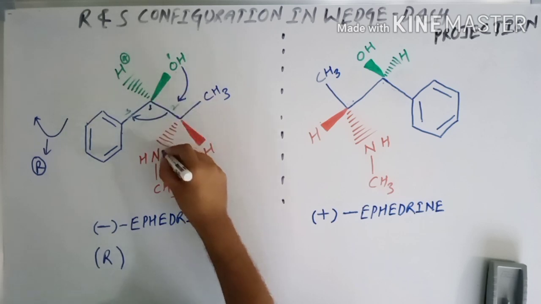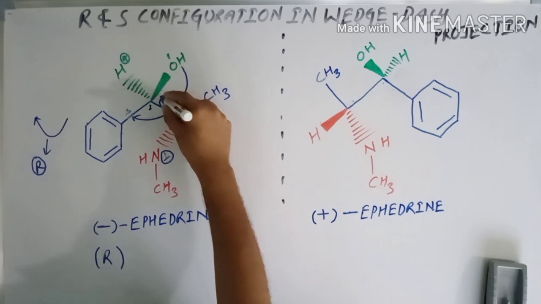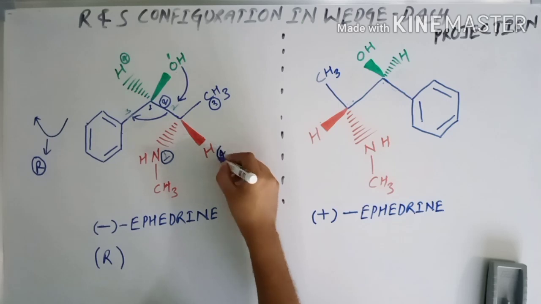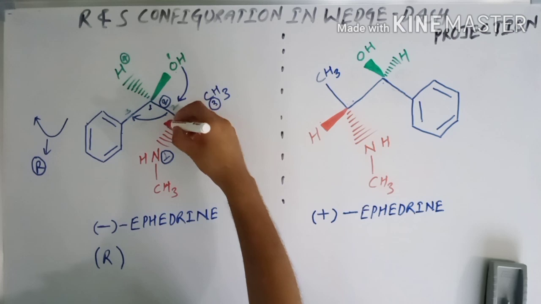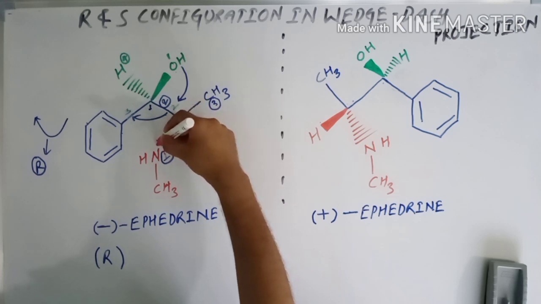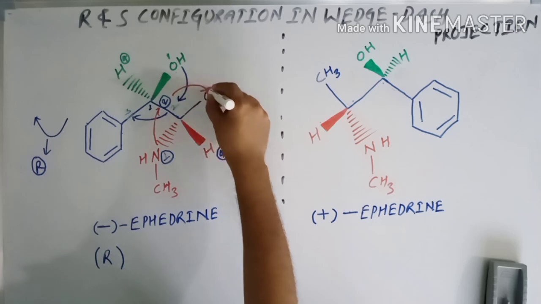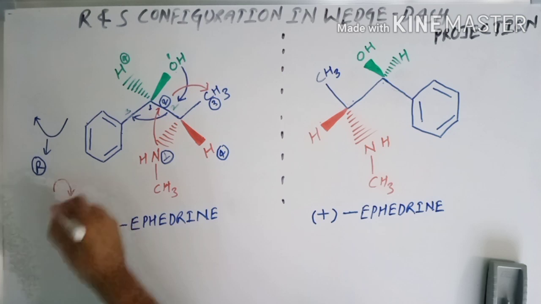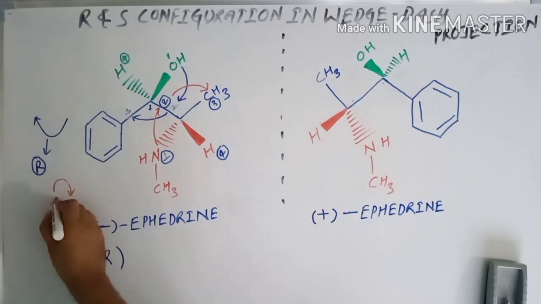So first priority goes to this, second goes to this, and third priority goes to this, and fourth one goes to this. Now we connect 1, 2 and 2, 3. So first is here, second here, and second to third here. The arrows move in this fashion. So this is what again? Clockwise. So clockwise means configuration may be R.